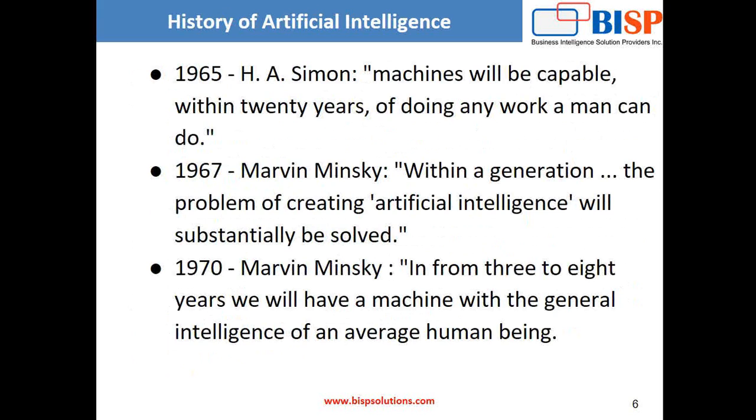In 1967, Marvin Minsky said, "Within a generation, the problem of creating artificial intelligence will be substantially solved." When he says generation, it actually means 10 to 20 years. Was it solved in 1977 or 1987? The answer is no. But that's a vision, and that's what the people were aiming at.